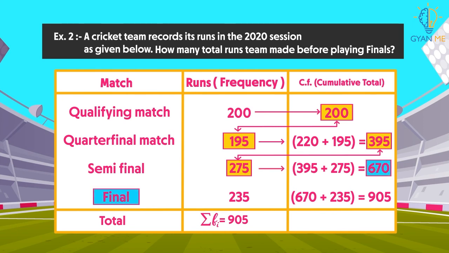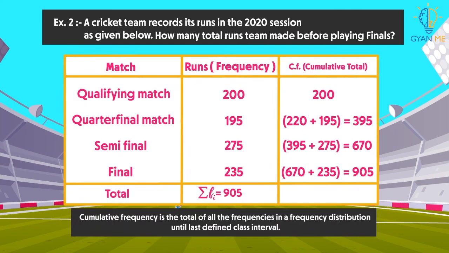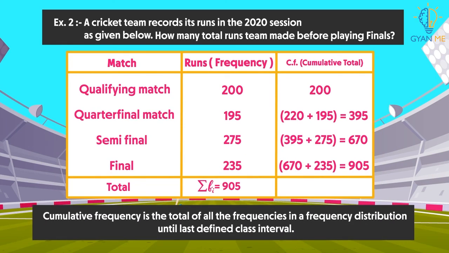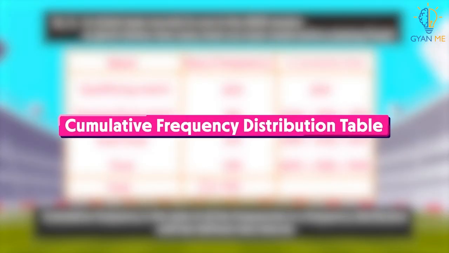So students, to generalize, cumulative frequency is the sum total of all the previous frequencies up to the current point or up to the last defined class. We can also say that cumulative frequency is the total of all frequencies in a frequency distribution until the last defined class interval. And the table in which we show cumulative frequencies is called the cumulative frequency distribution table.